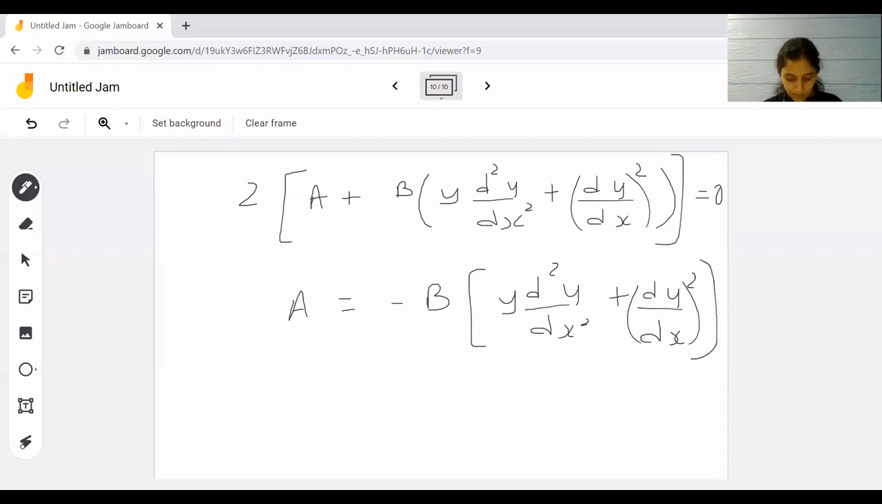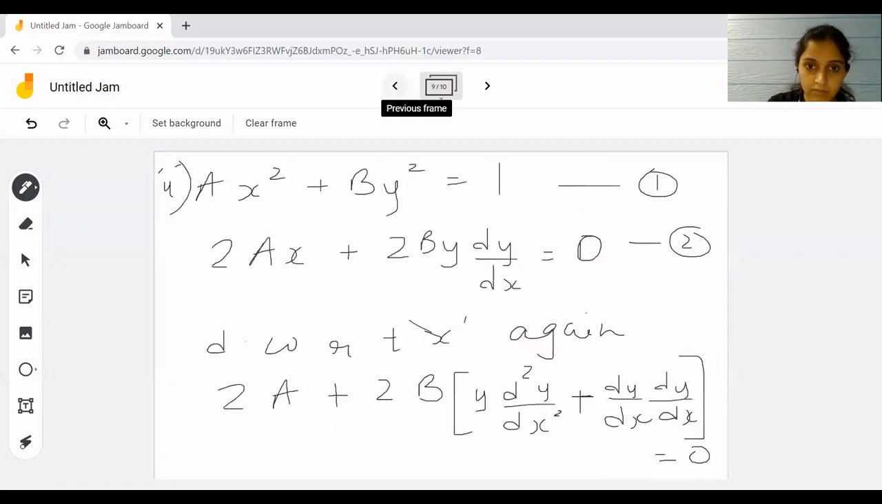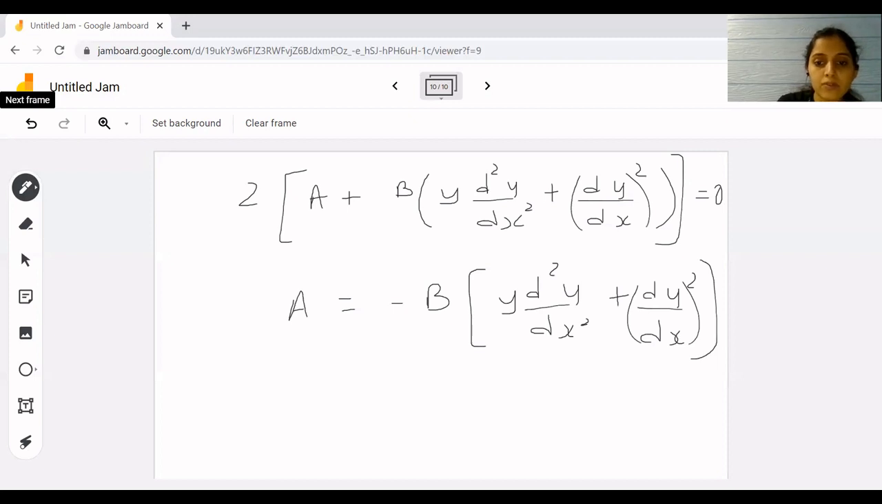We'll substitute the value of a in our second equation. So we'll call this 3 and we'll say substituting 3 in 1.